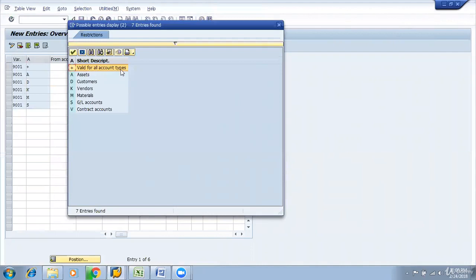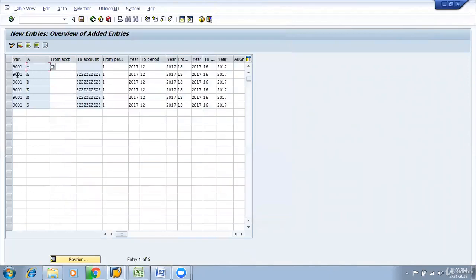Okay, let's take a look at others as well. A for assets, D for customer, K for vendors, M for materials, S for GLs. Contract accounts is never used, so I did not mention this. Valid for all account types. So this entry is mandatory, please.